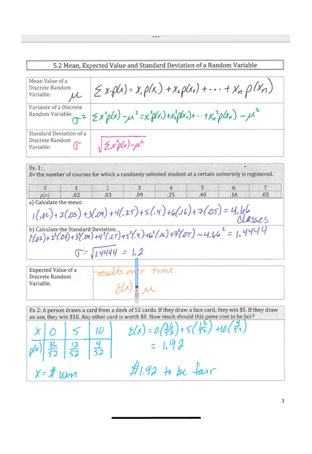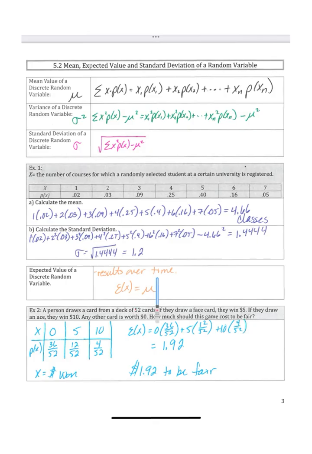So what the standard deviation tells us is, yes, the mean is 4.66, but if we add and subtract this, so 4.66 minus 1.2 would take us down to 3.4, so approximately 3 classes. If we take 4.66 and add the 1.2, it takes us up to 5.8 or approximately 6 classes. So it pretty much tells us that like 68% of the student population is going to take somewhere between 3 and 6 classes.